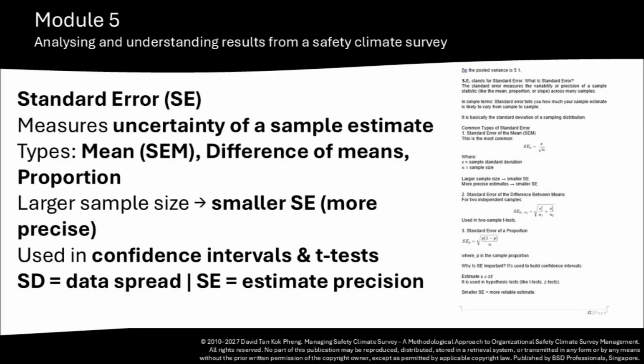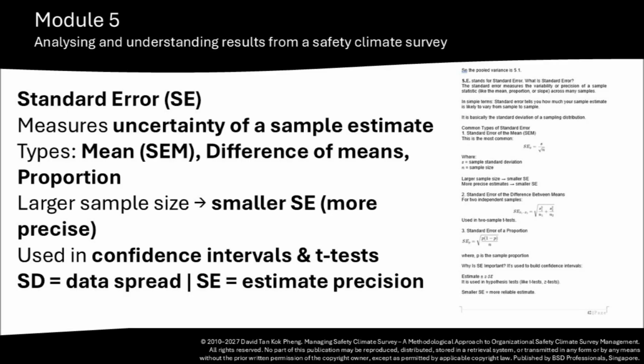3. Standard error of a proportion. The standard error for a proportion is given by SE equals the square root of (p(1 minus p) divided by n), where p is the sample proportion. This is used when dealing with proportions rather than means.